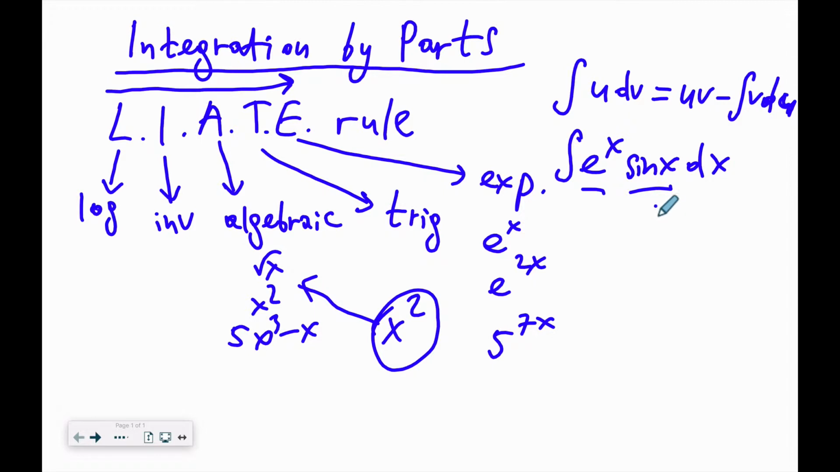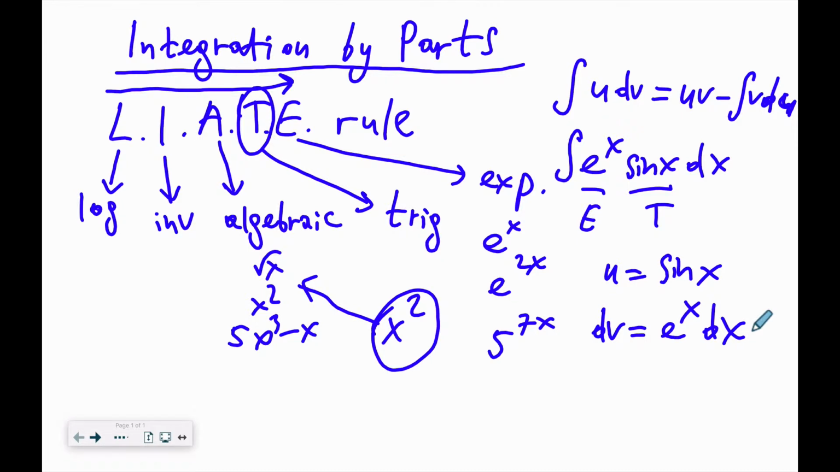So we have a trigonometric function and an exponential function. As you can see, there's the letter T, which comes first. So in this case, u will be equal to sin x, alright? And then the rest, dv, will be equal to e^x dx. Maybe I should open a new page, and I'll write this down again.